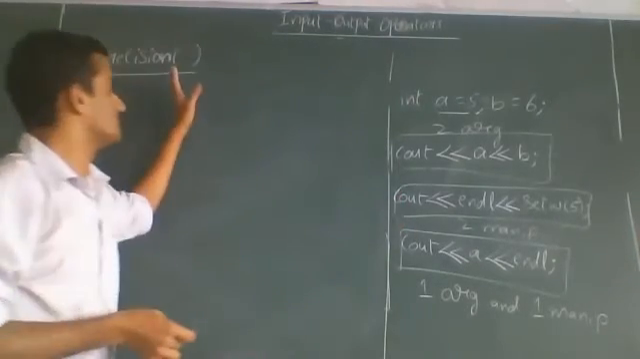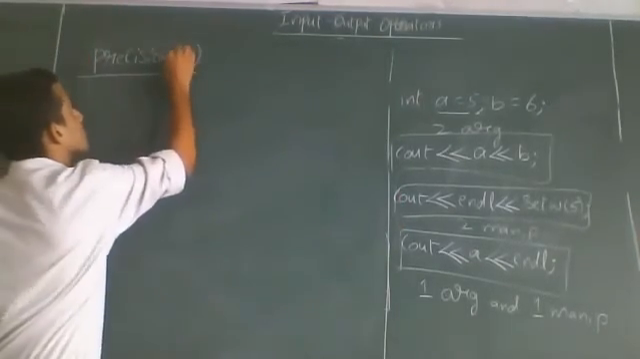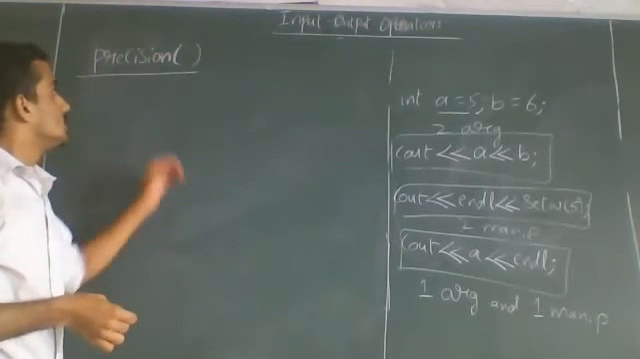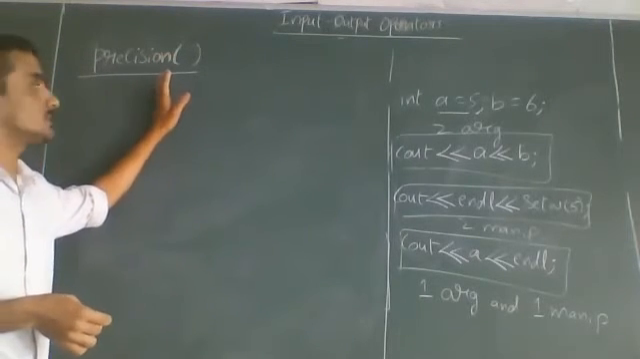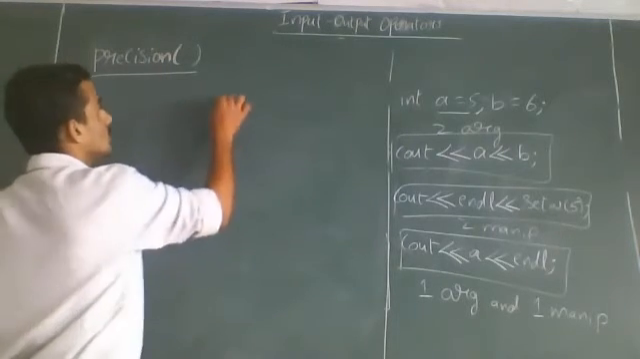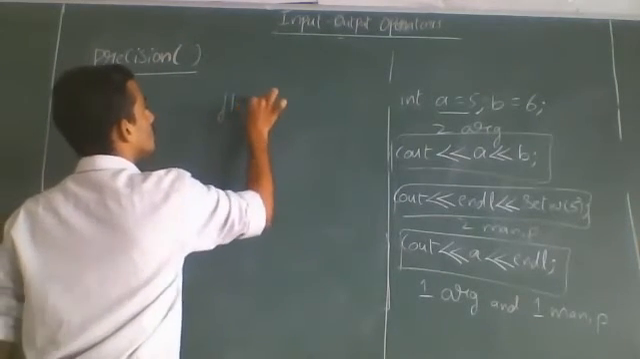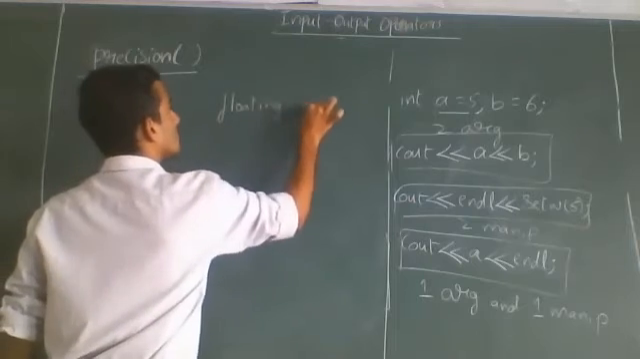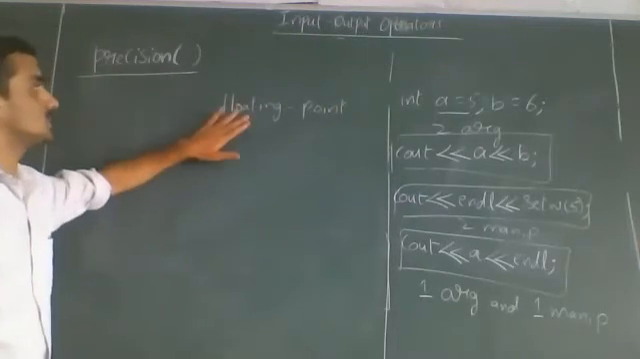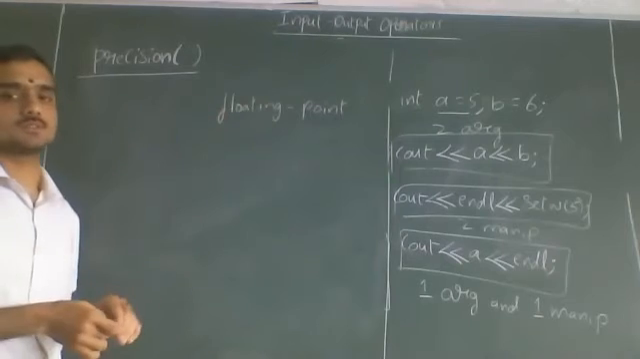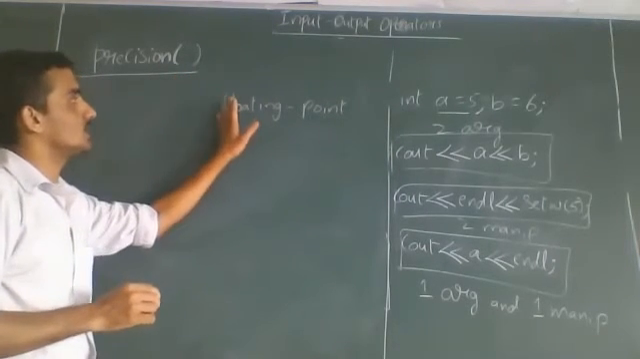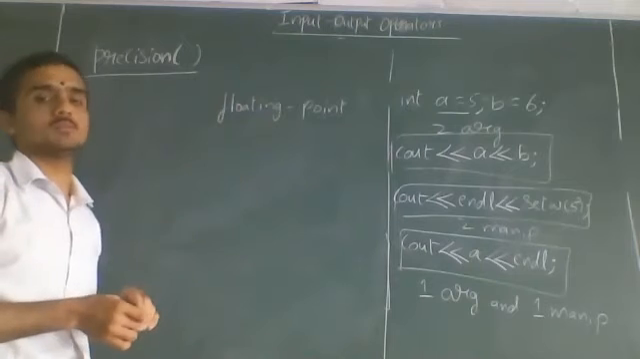Now we go for the precision function. We want to discuss precision and setprecision. So we have to remember the concept of floating point numbers, because precision and setprecision are applied for floating point numbers, and only floating point numbers. That is the rule.